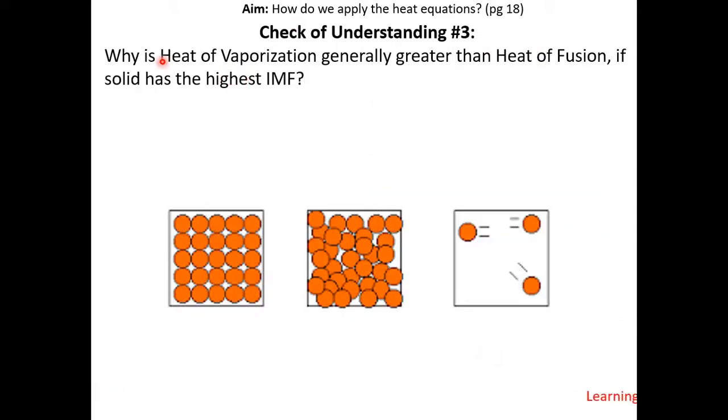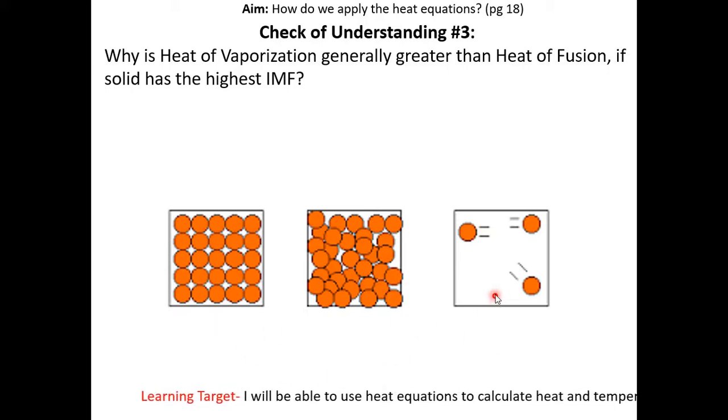Learning check number 3. Why is heat of vaporization generally greater than heat of fusion if solid has the highest intermolecular force? Here are the particle diagrams of solid, liquid, and gas. From solid to liquid, that is melting, and we use heat of fusion. From liquid to gas, that's boiling, and we use heat of vaporization.